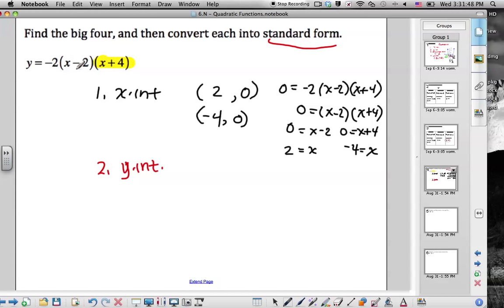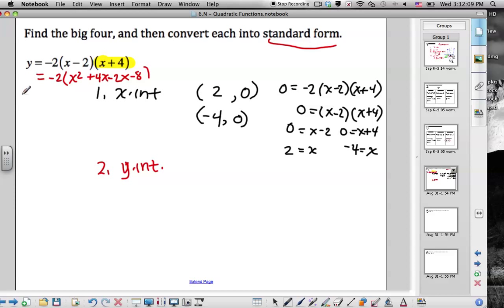This is a question I got a lot, like we had on the quiz, right? We wait to distribute the -2 until we FOIL out the x minus 2 and x plus 4. So now I have x squared plus 4x minus 2x minus 8.